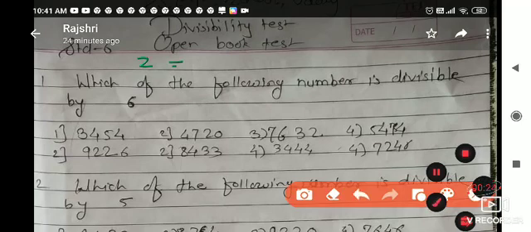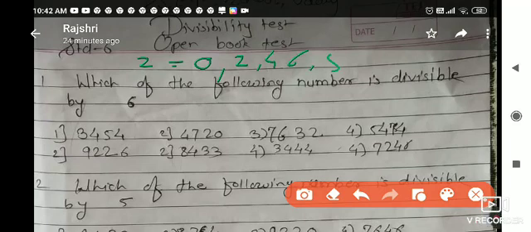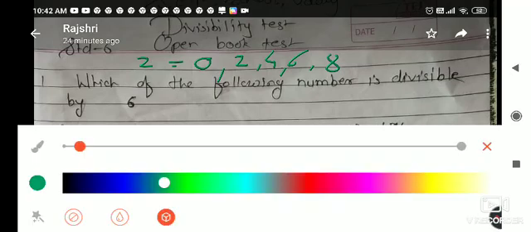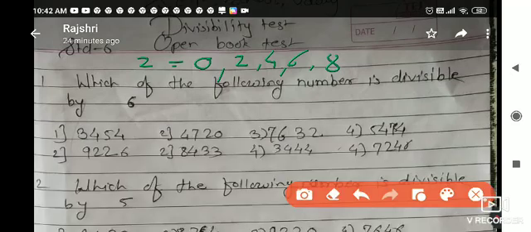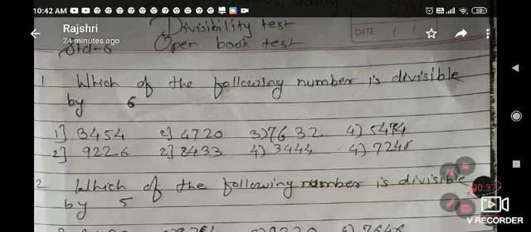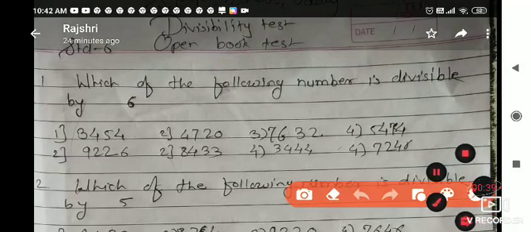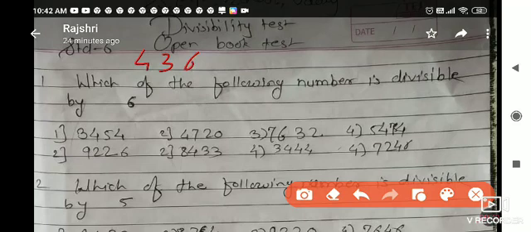If the unit place of a number contains 0, 2, 4, 6 or 8, then the given number is divisible by 2. Next, the divisibility test of 3. So what is the divisibility test of 3? If any number is there, and its sum of digits is divisible by 3, then the given number is divisible by 3.